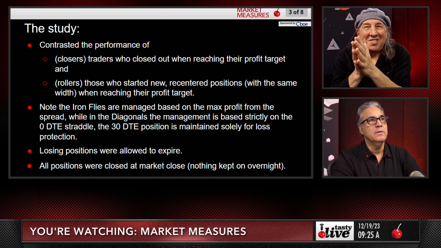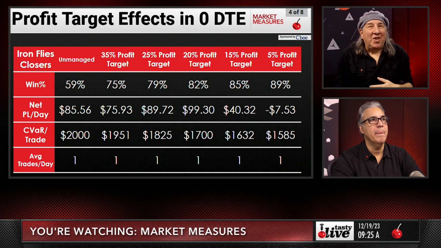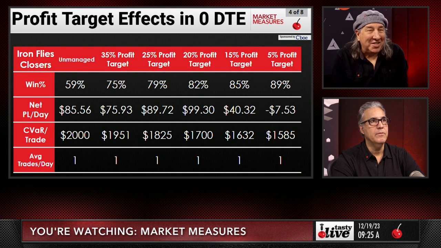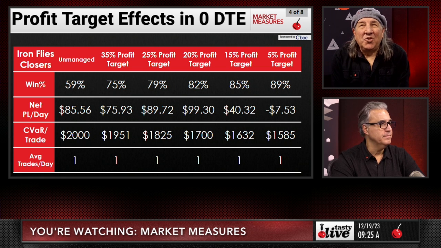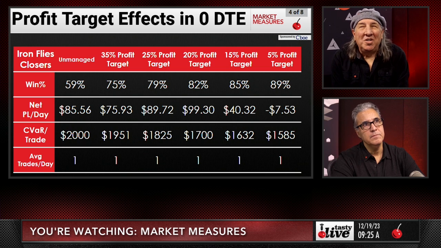Let's see what we got. The first one is iron fly. We did not do an iron fly today. This is all in a 0 day. First thing you notice here is that if you choose the 5% profit target, your pop is going to be really high, almost 90%. If you do the 15% profit target, your pop is going to be 85%. And even at the 20% or 25% profit target, you're still up around 80%. Those are pretty good numbers.